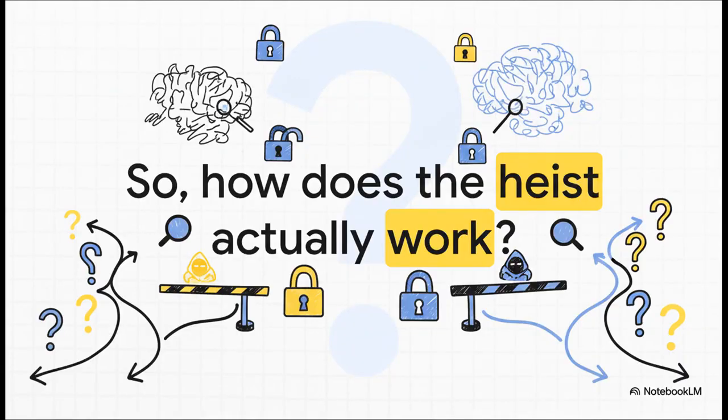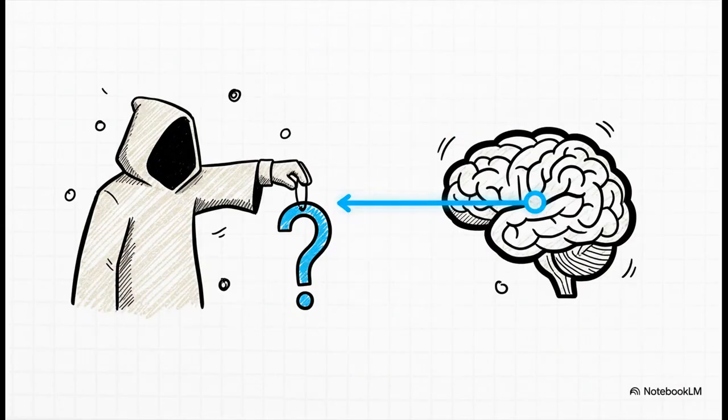Exactly. So how do they do it? A hacker can't just crack open the AI's code and browse through its memories. No way. The attack is way more subtle than that. Turns out, it's all about asking the perfect question. And this is the wild part. The attack isn't some complex bit of code. It's just a carefully worded prompt.